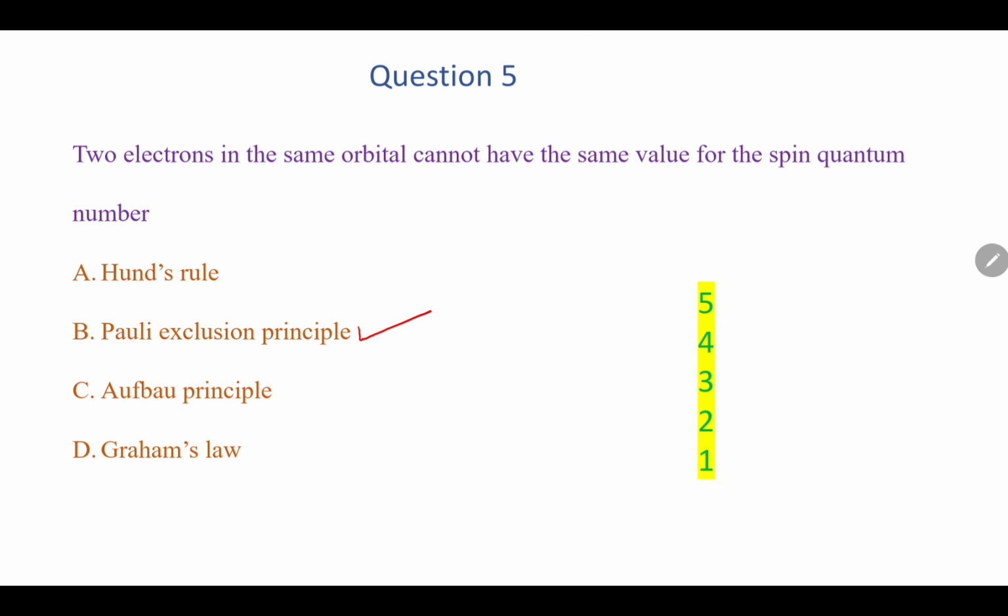It tells us that if you have two electrons in the same orbital, let's say this is an s orbital, and you have two electrons in this orbital, even though they have the same principal quantum number, the same angular momentum quantum number, and the same magnetic quantum number, they must have different spin quantum numbers. So if one spins up, the other electron should spin down. Which means that two electrons cannot have the same value for all four quantum numbers. Alright, on to the next question.